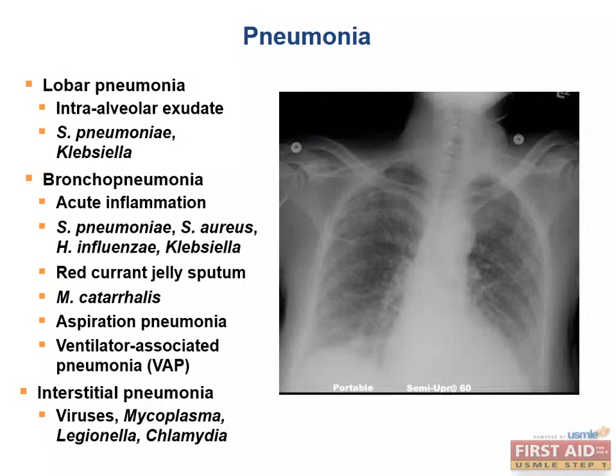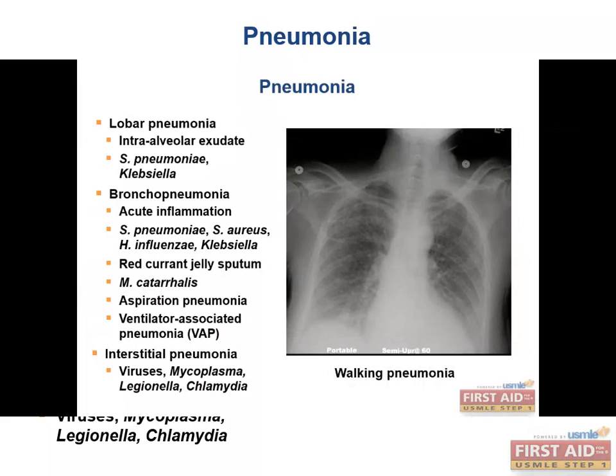As you can see here, on chest x-ray, you tend to see a diffuse patchy inflammation localized to the interstitial areas at the alveolar walls. You often hear this pneumonia referred to as a walking pneumonia. Why is it called a walking pneumonia? That's because it tends to have a more indolent course than other types of pneumonia.